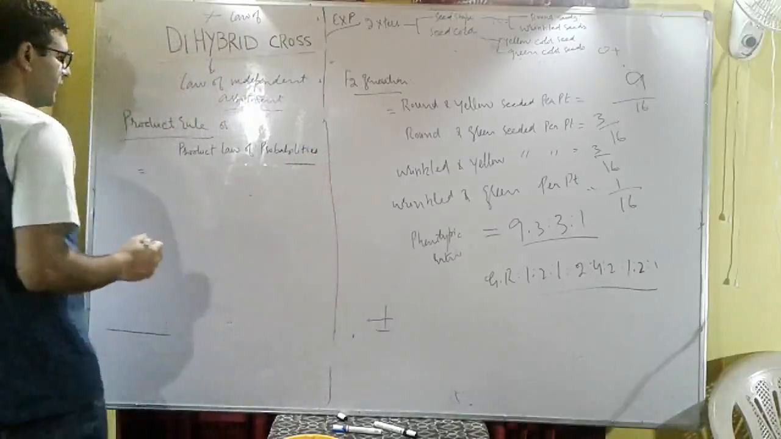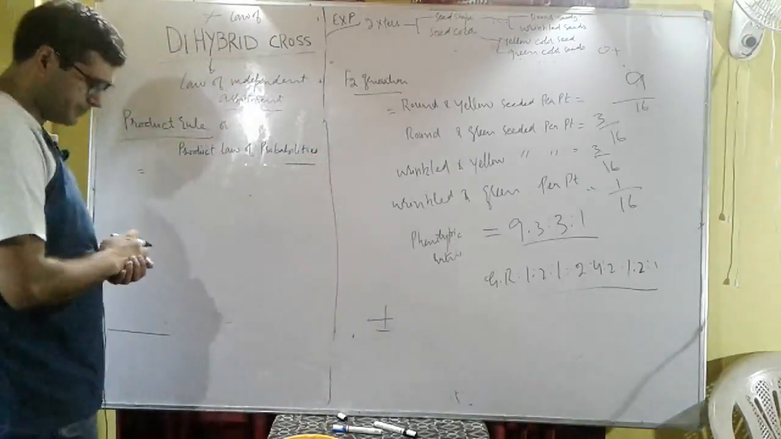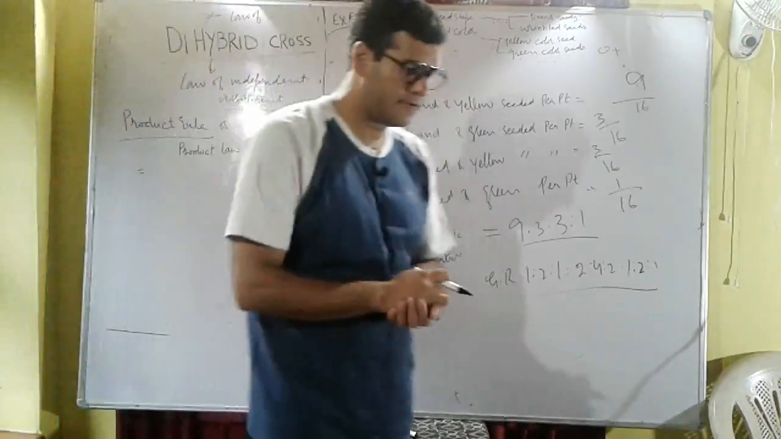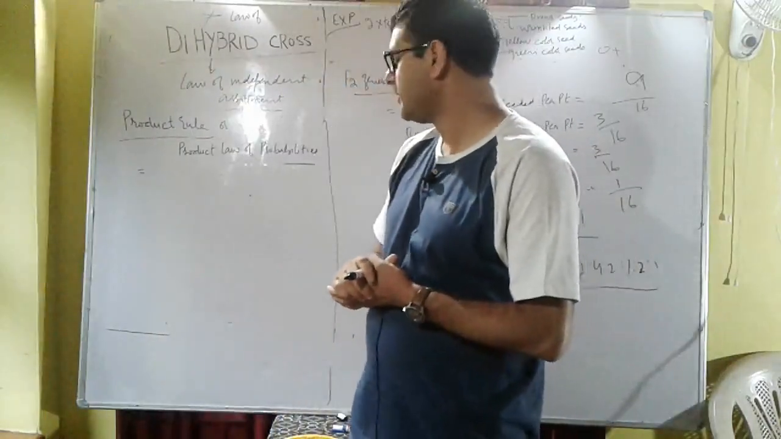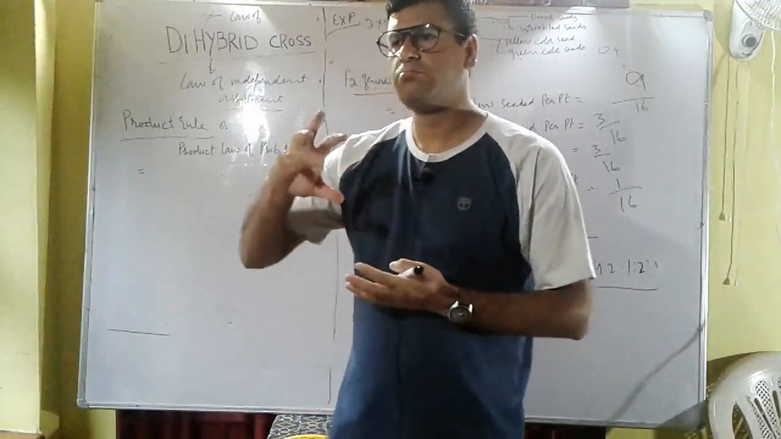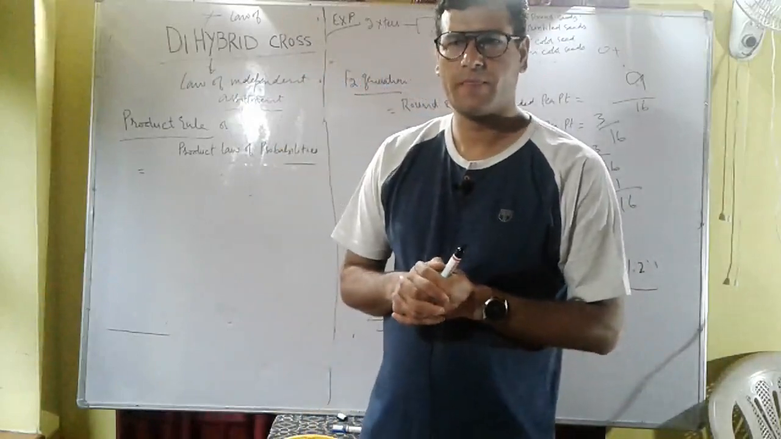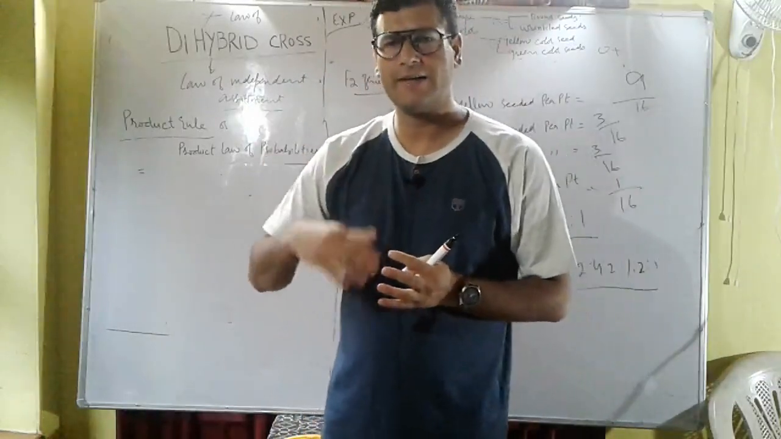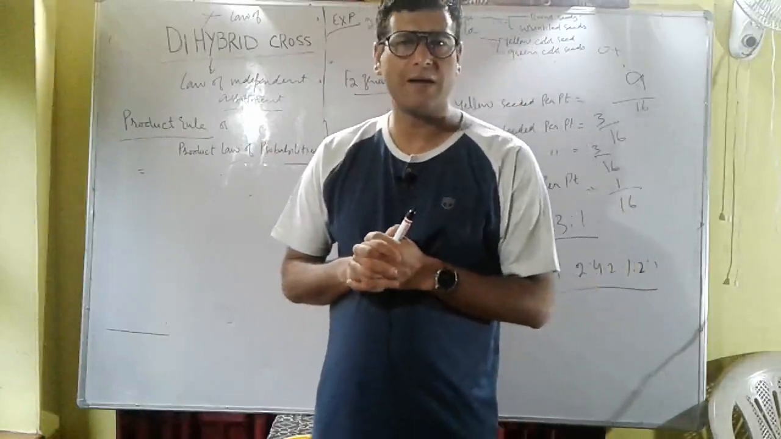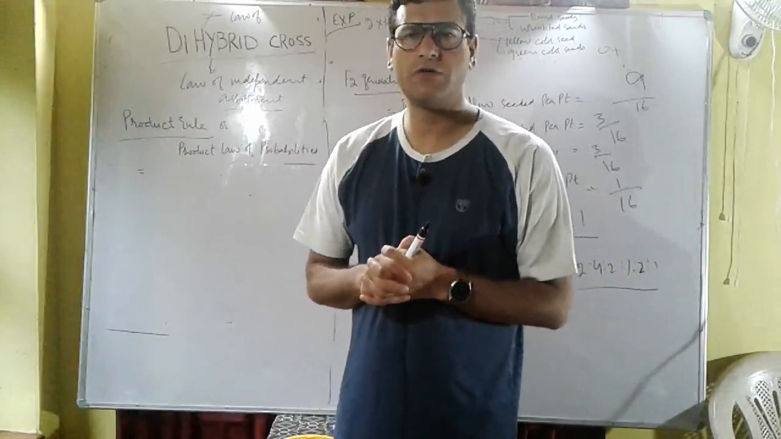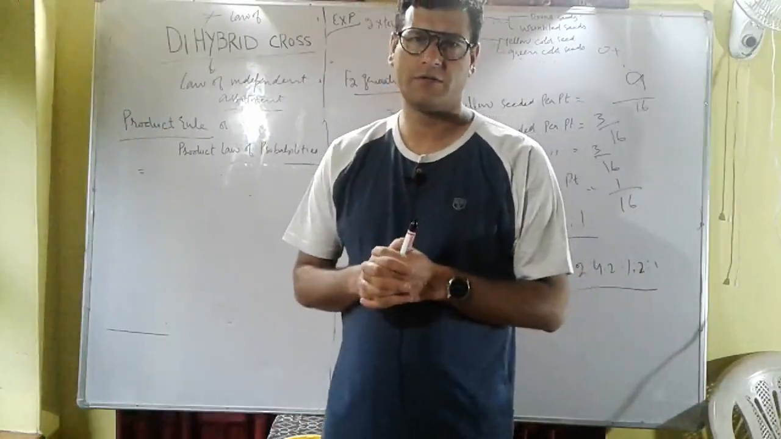What does it say? The product law of probability says that if there are two events, for example event A and B, then the probability of these two events to occur simultaneously is equal to the product of their individual probabilities.